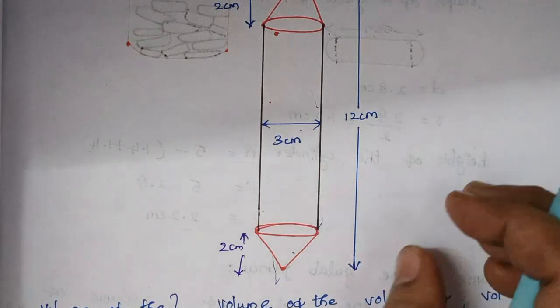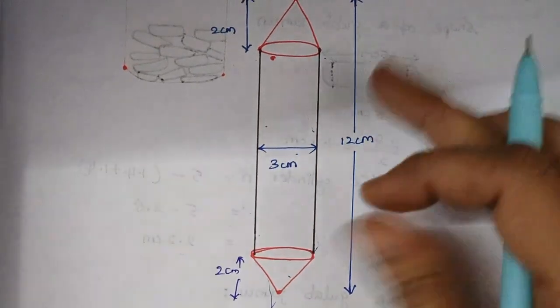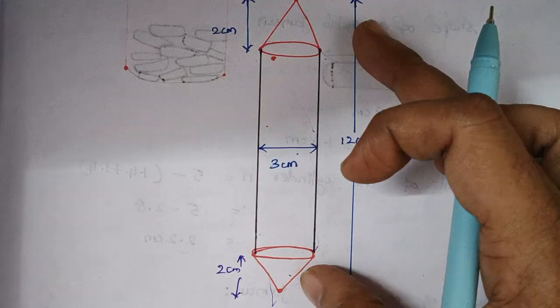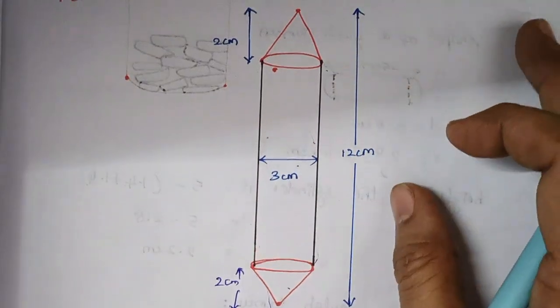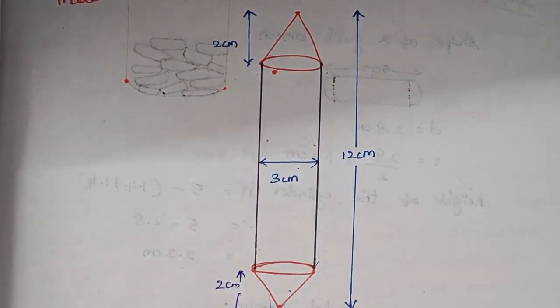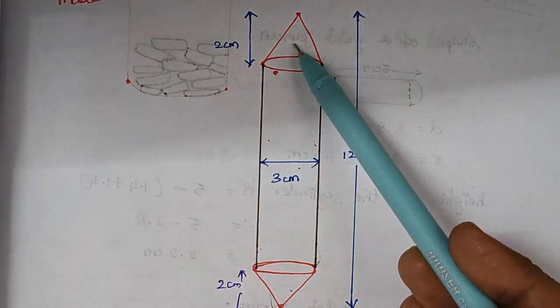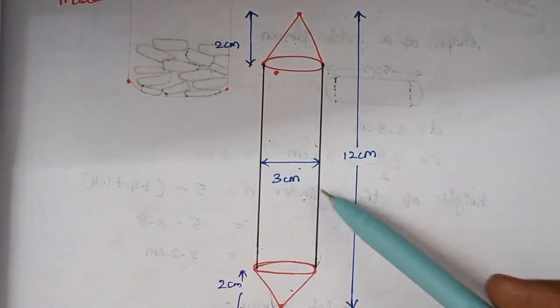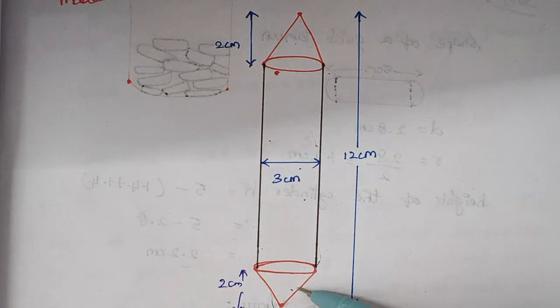So we need to find the volume of this design. So obviously what will we do? We will calculate the volume of all these three things: the volume of the upper cone, the volume of the cylinder, and the volume of the lower cone.